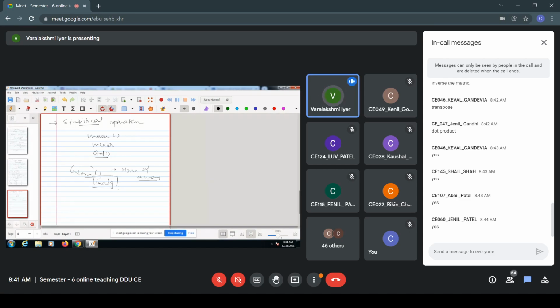Okay, then we have certain operations. For example, you want to find the mean by columns, only columns. Then you have to pass a parameter called axis inside it. For example, if you pass axis equal to 0, then it will perform the mean by columns. And if you pass axis value as 1, it will perform the mean by rows.